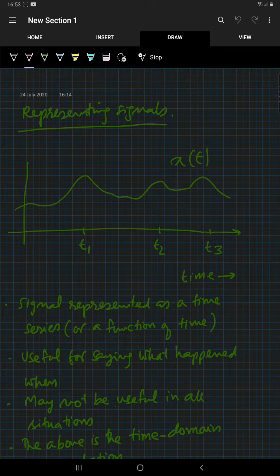For example, in this representation in the figure, you can see that this continuous time signal x of t has three peaks at times t1, t2, and t3. Okay, so this representation is generally what we call the time domain representation of the signal, because it is useful for us to know what happened when. But this representation might not be helpful in all situations.